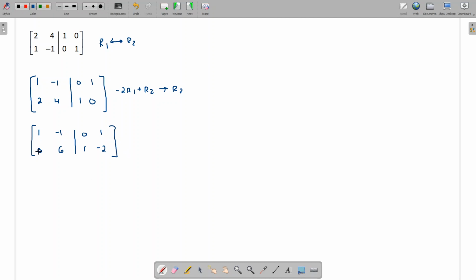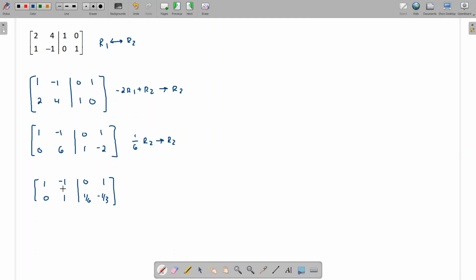Okay, so the first column is done. We have a 1 in the first spot, zeros are below it. Now move over to this column. We want the 6 to be a 1. We only have one option to get that. We're going to have to take 1/6 times row 2 becomes the new row 2. The top row is not going to change. Okay, divide this row by 6, so you get 1/6 and -1/3.